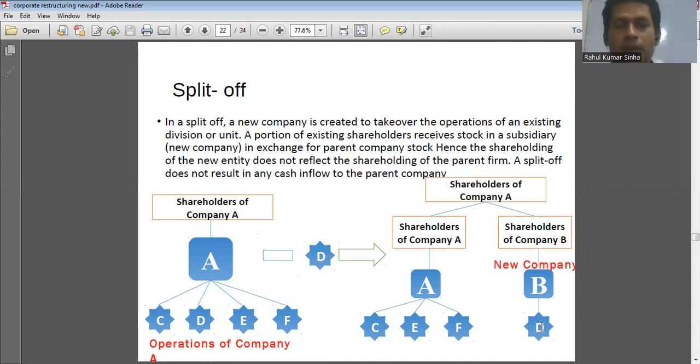So in the case of a spin-off, you have seen the shareholders held shares in both companies, the parent company and the subsidiary company. But in the case of a split-off, what is happening? A new company is created, and some of the shareholders get shares in the new company. And those who have taken shares in the new company will have no shareholding in the parent company after the split-off. This is a split-off.